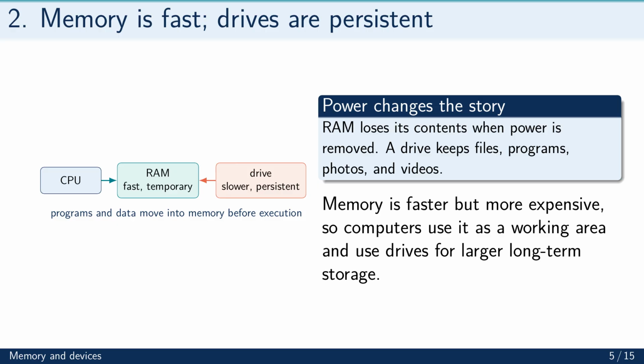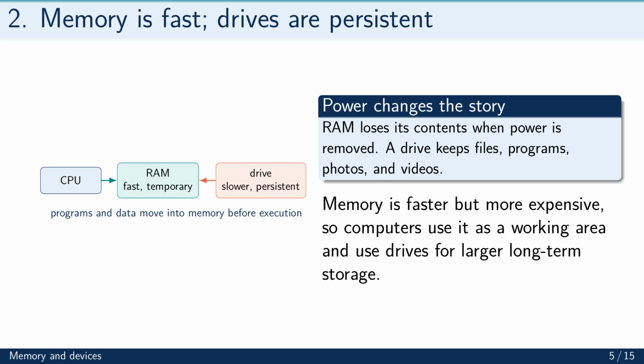RAM is the computer's fast working area. When a program is running, the CPU typically reads its instructions and needed data from RAM. The contents of RAM are temporary, so turning off the power causes those contents to disappear. A drive, by contrast, stores programs, documents, photographs, and videos even when the computer is turned off. Drives provide much more capacity, but accessing them is slower. The computer therefore moves selected information from the drive into memory before the CPU uses it.